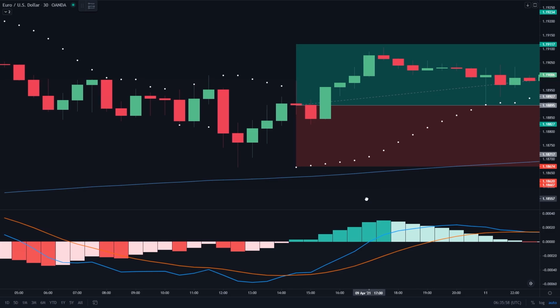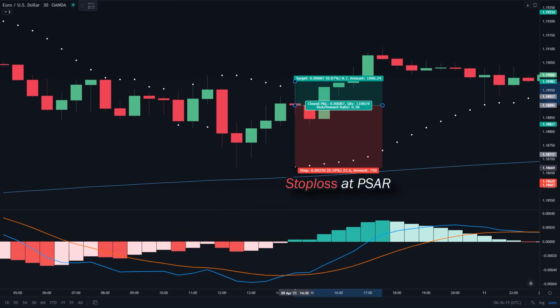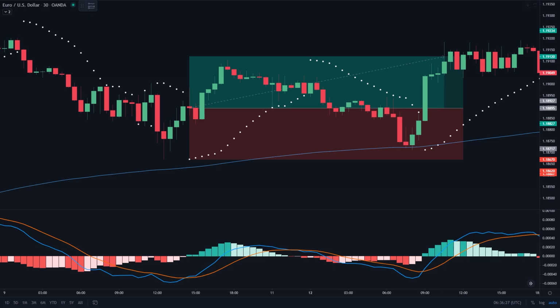Next, we spotted another long entry right here. We have a cross up on the MACD while the Parabolic SAR is below the candle. So again, place your stop loss at the Parabolic SAR and profit target at 1-to-1 risk ratio. And so this one ends up hitting this candle right here. Now let's get into some short examples.